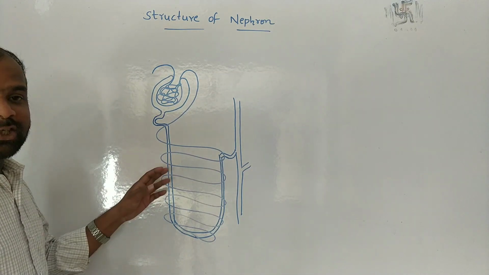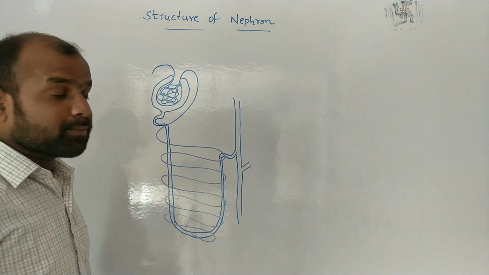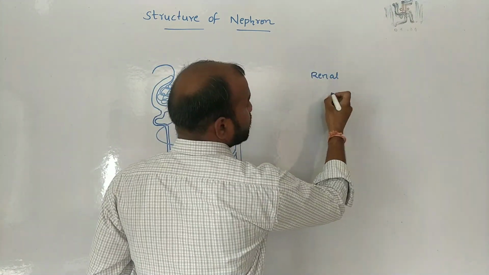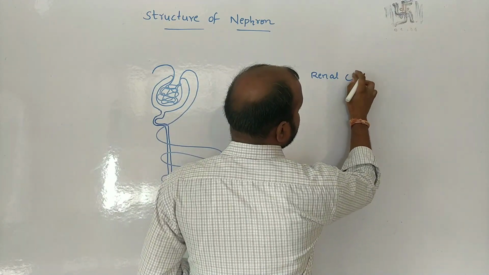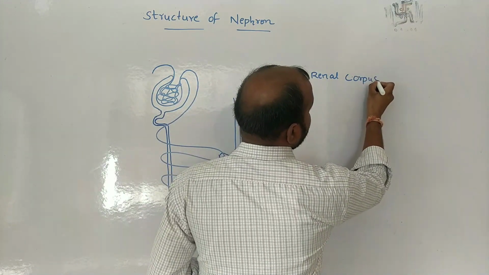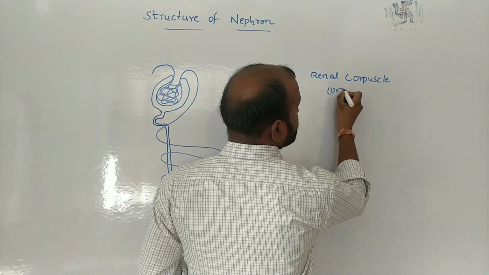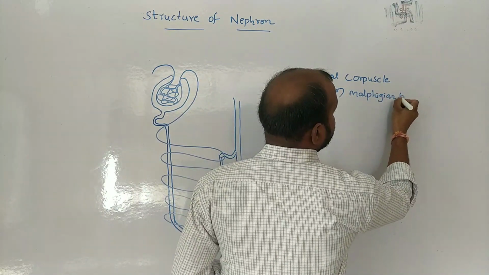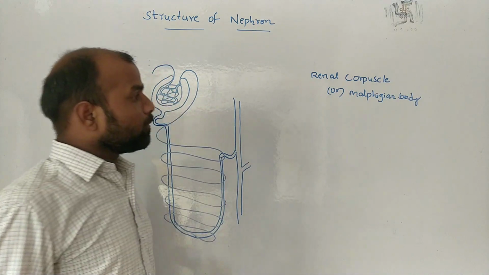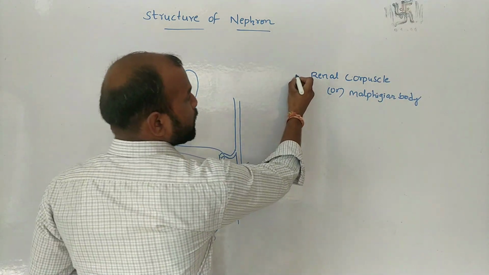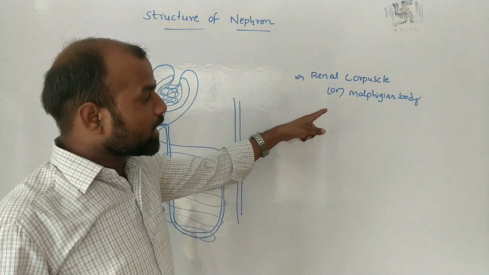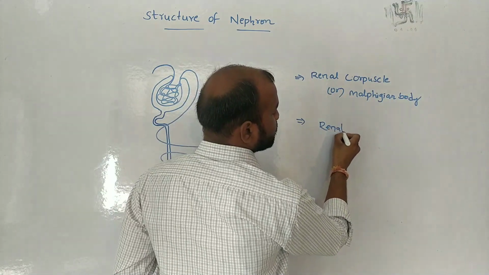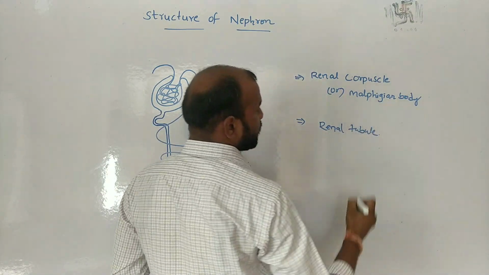Fine. So each nephron consists of two major parts. One is the renal corpuscle, also called a Malpighian corpuscle or Malpighian body. Each nephron consists of two important parts: one is the renal corpuscle or Malpighian body, the second one is the renal tubule. Okay, so let us see.